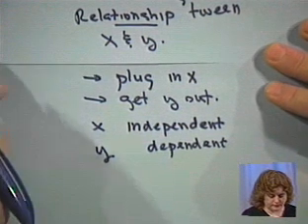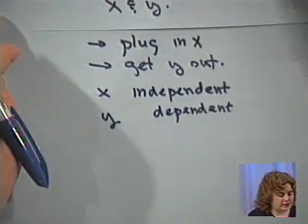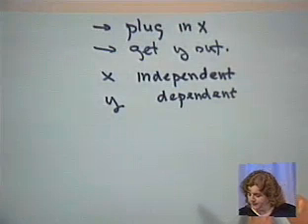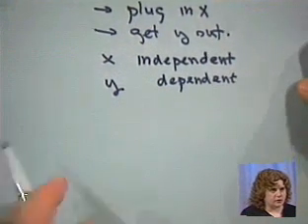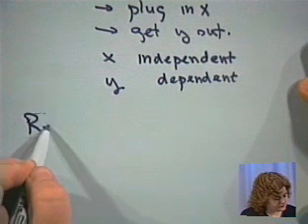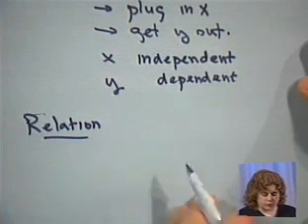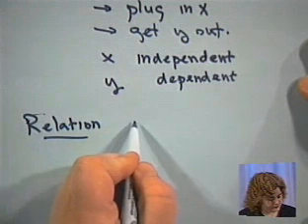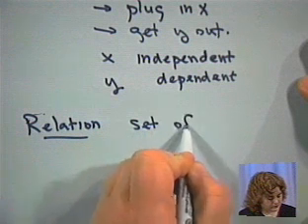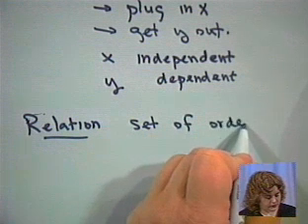It's what comes out. Now, a relation, thinking about these lines, is simply a set of ordered pairs of real numbers. I'll just write a set of ordered pairs.